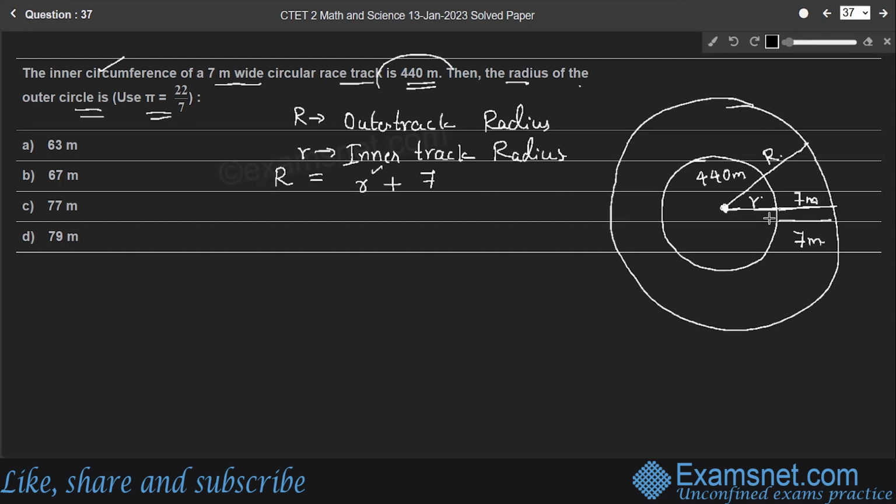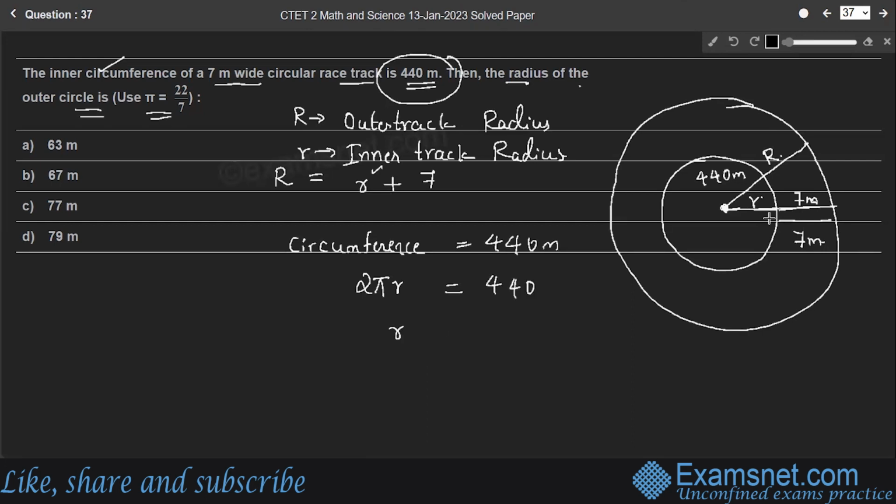So let us find inner track radius. So using the information that the circumference of the inner track is 440 meter, right? The circumference is 440 meter of the inner track. The formula says 2 pi r. So track is in circular shape, right? So circumference of a circle is 2 pi r, which is 440.